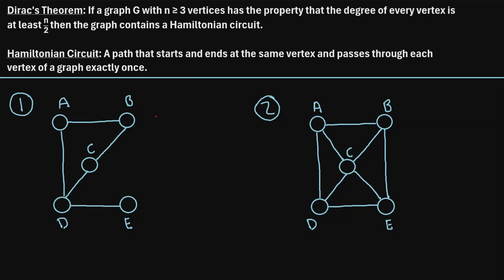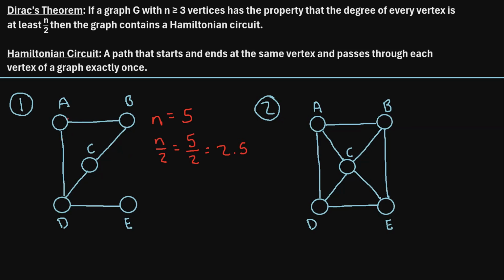Dirac's theorem says that if the degree of every vertex is at least n divided by 2, then the graph contains a Hamiltonian circuit. So n, the total number of vertices in this graph, is 5. So n divided by 2 would be 5 divided by 2, which is 2.5. So we need to find the degree of each of these vertices in the graph and see if they're all greater than 2.5.